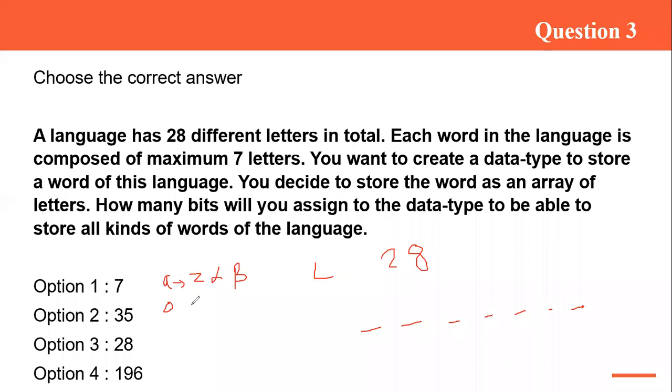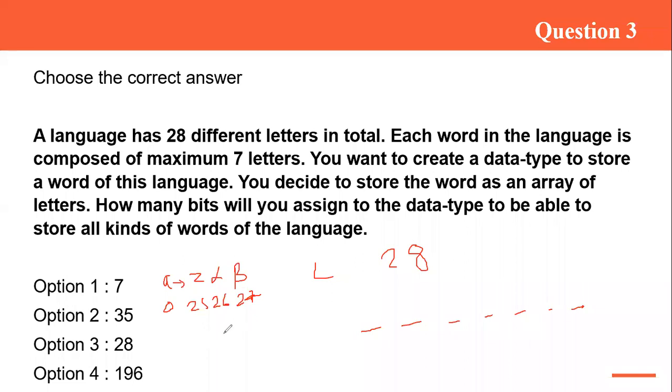So A is 0, then Z will be 25, alpha will be 26, and beta will be 27. So what is the maximum value in the language we are creating? What is the largest number you have to store? 27. Am I right? If you want to store one letter, you have to store a number from 0 to 27.